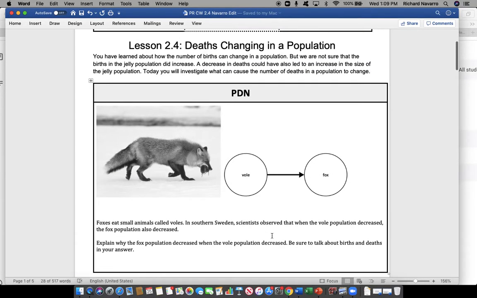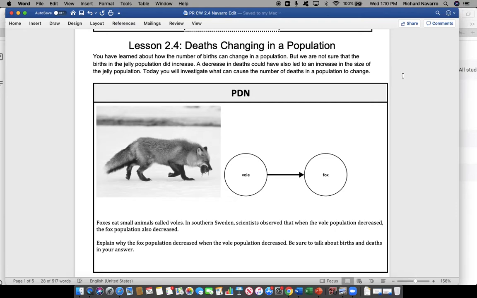So you've learned about how the number of births can change in a population, but we're not sure that the births in the jelly population did increase. A decrease in deaths could also have led to an increase in the size of the jelly population. Today, you will investigate what can cause the number of deaths in a population to change. So, for your PDN, you'll record your answers on the Google form.